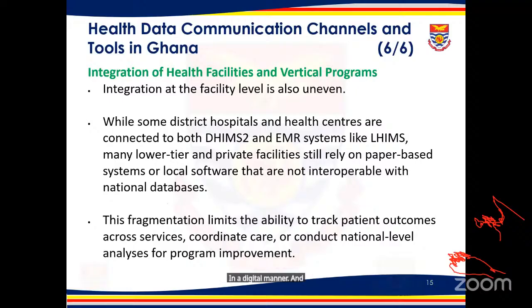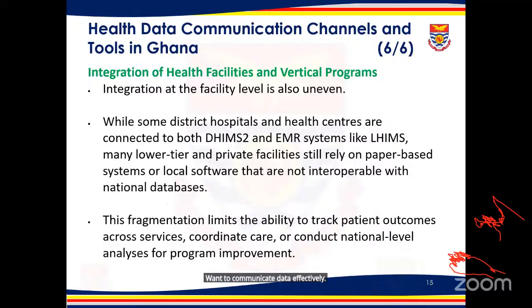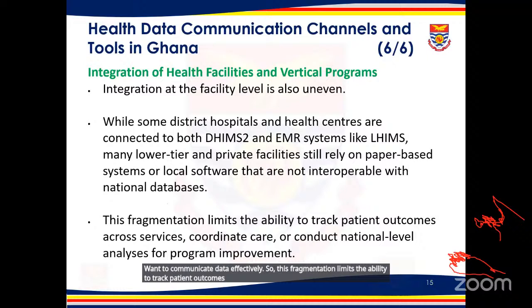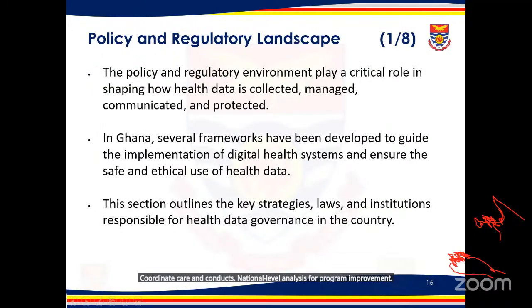And once these problems are taking place, it makes it very difficult for one to communicate data effectively. So this fragmentation limits the ability to track patient outcomes across services, coordinate care, and conduct national level analysis for program improvement.